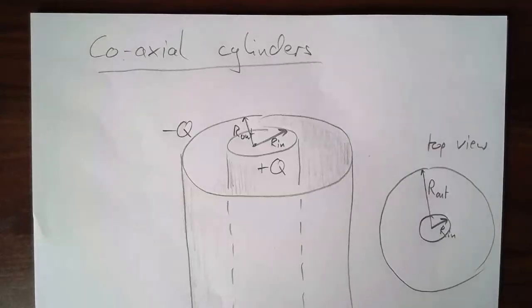This is part 2 of the video series where I go through calculations for the capacitance of different types of capacitors. In part 1, we talked about the general idea of what we're trying to do, and we found the capacitance of the parallel plate capacitor.